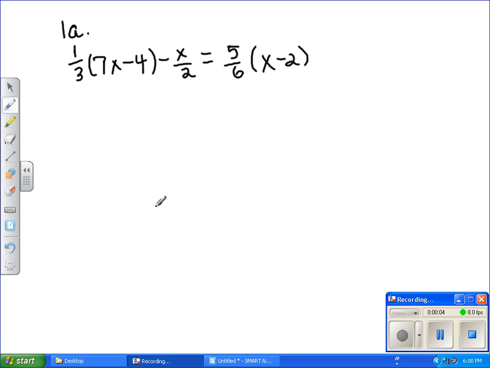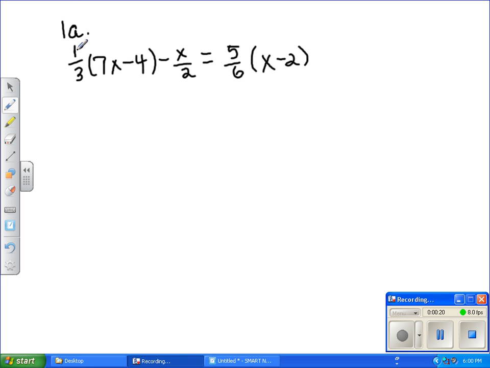I'm going to work through some of the exam review problems with you that tend to cause Math04 students some difficulty. I thought a good one to start with would be 1A, since it involves fractions, and most students don't like to work with fractions when they're working math problems.